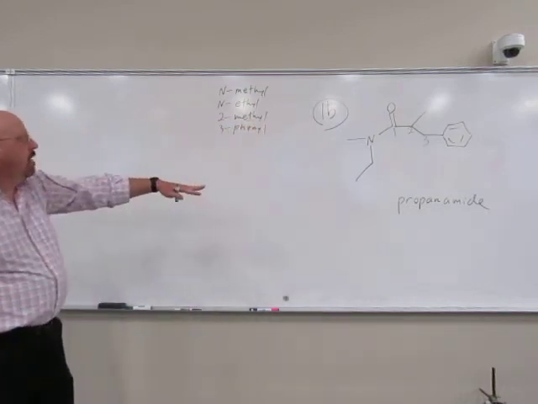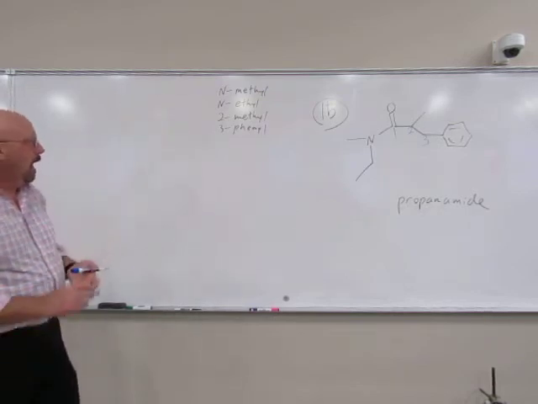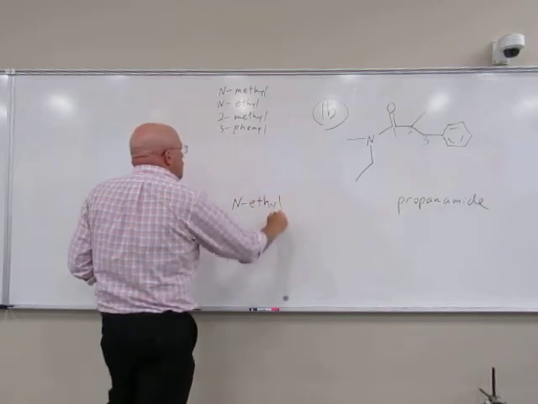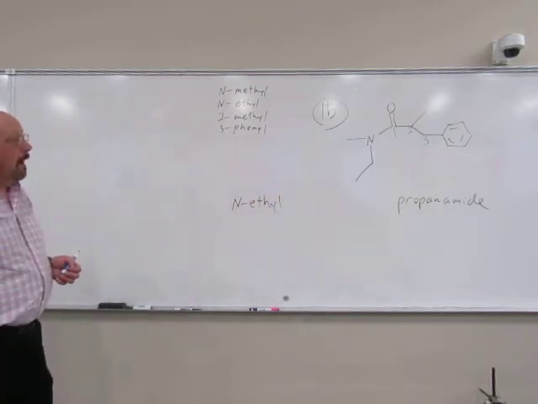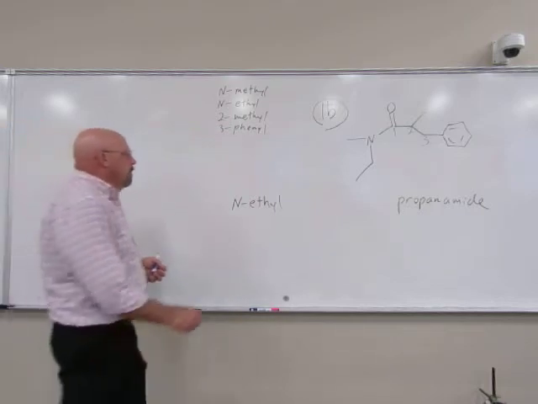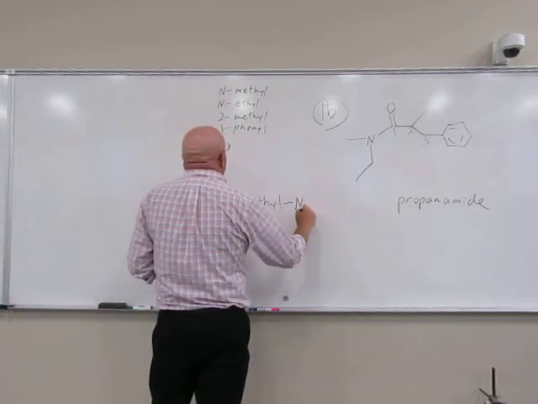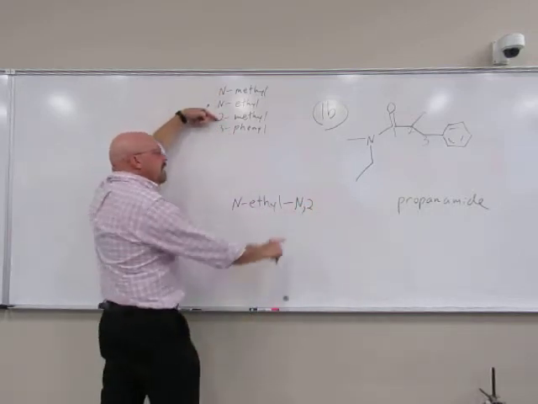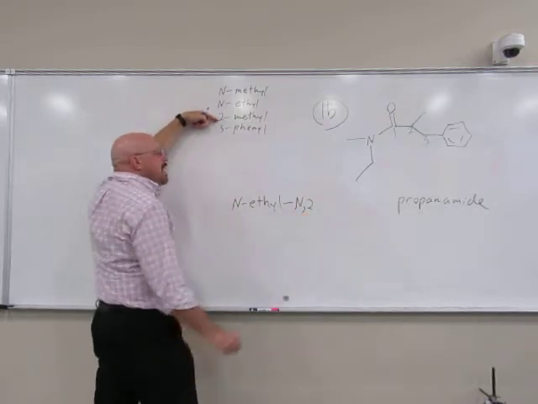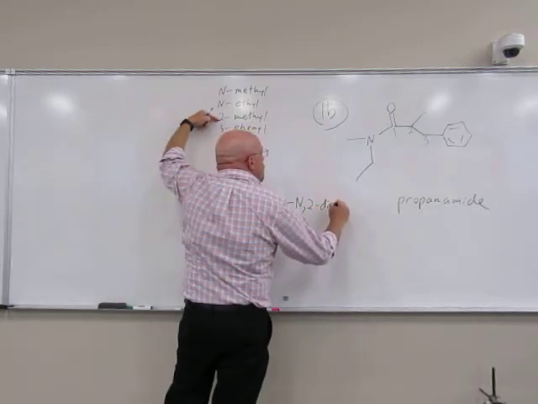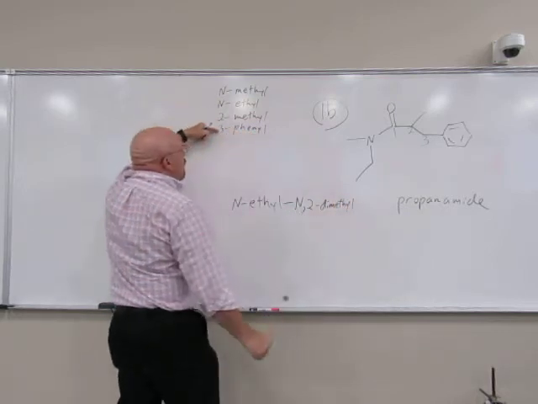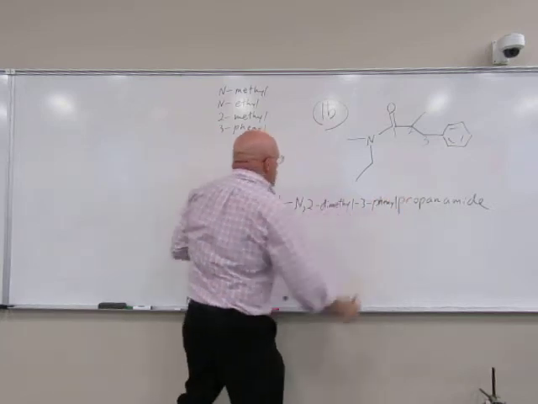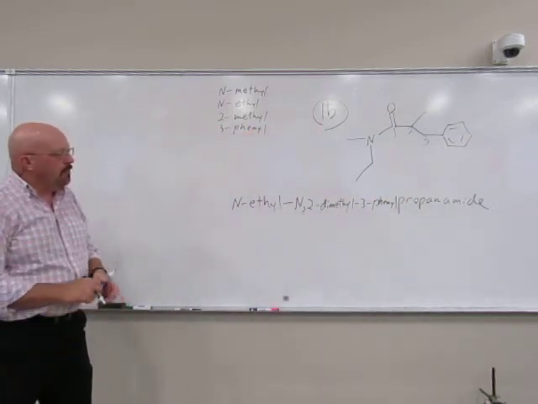Now that's going to go out in front in alphabetical order. So alphabetically, ethyl comes first. So we have N-ethyl. Methyl comes next, and there's 2 of them. We'll list this as an N,2. You must tell the position of both of them. One's on the nitrogen, one's on the 2 position. We list the letter first. So this is an N,2-dimethyl, and then finally the phenyl. So this is an N-ethyl-N,2-dimethyl-3-phenylpropanamide.